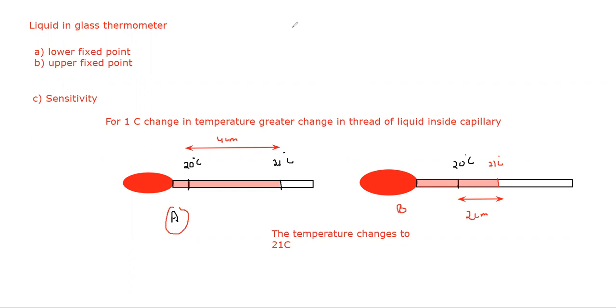Another example, I'm just drawing the capillary, not the bulb. Two thermometers are there, with the same size of capillary. For thermometer A, the starting level is 20 and the end level is 40. For thermometer B, the starting level is, say, 38 and the end level is 42. Which thermometer is more sensitive? The length of the capillary is the same. This is thermometer A, this is thermometer B. The length of the capillary is, for example, 10 centimeters.